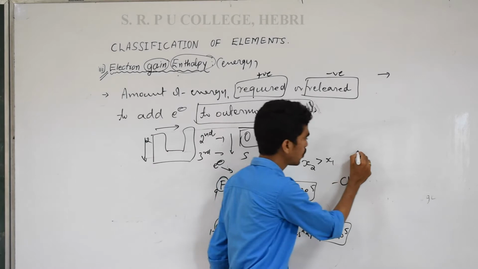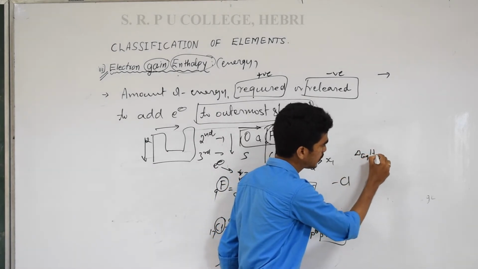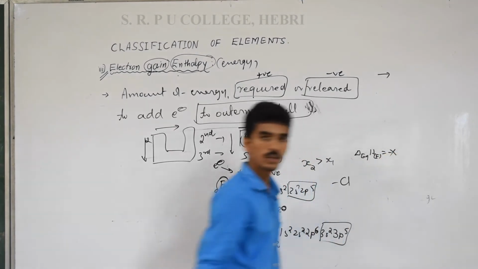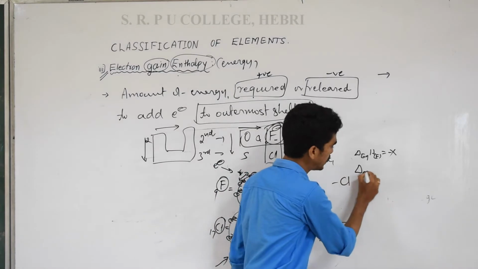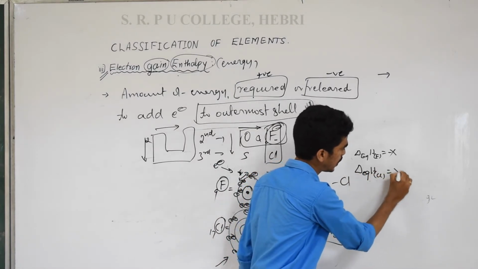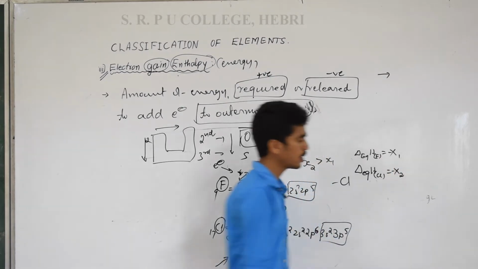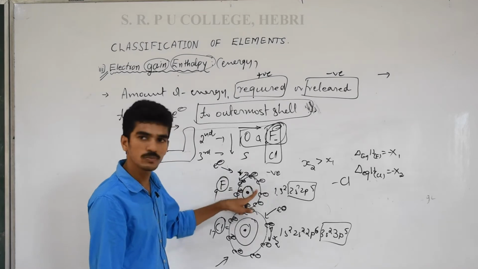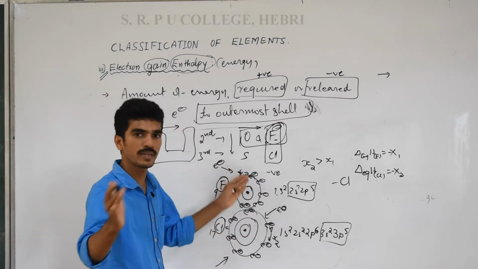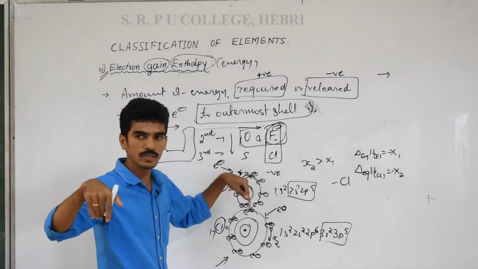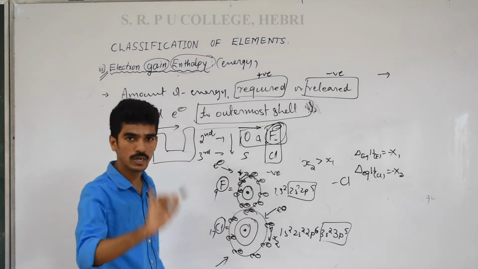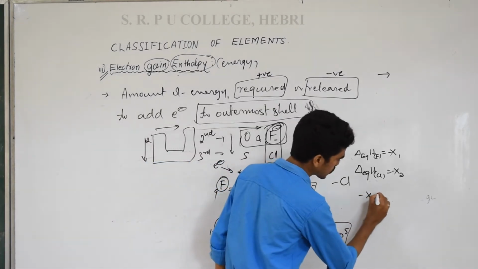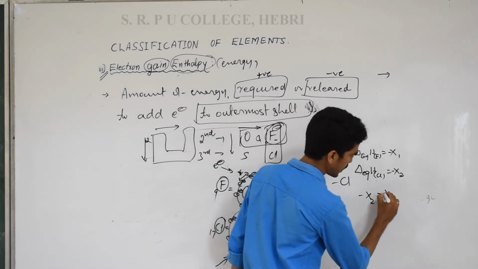If delta EgH of fluorine is x1, that should be minus only because it is a 17th group element. Delta EgH of chlorine we can take as minus x2. According to this concept, here the repulsion of electrons is more, here the repulsion of electrons is less because chlorine is bigger in size. In case one electron has to be added, sufficient space is required. So minus x2 is obviously more negative than minus x1.